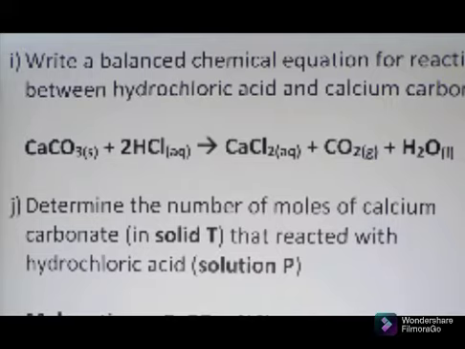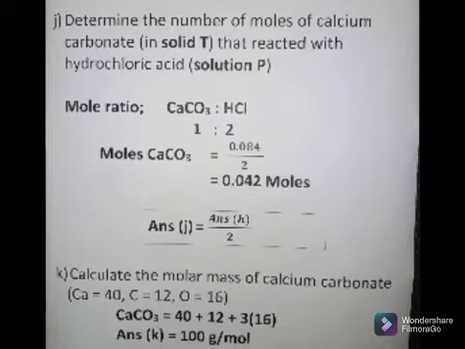And that's what takes us to question part J, that we are supposed to determine the number of moles of calcium carbonate, that is solid T, that reacted with hydrochloric acid, that is solution P. We use the mole ratio. For every 1 mole of the carbonate, you need 2 moles of the acid. So if I have the moles of the acid, I need to divide it by 2. 0.084 divided by 2 for you to get 0.042 moles. Good. These are the moles of carbonate.